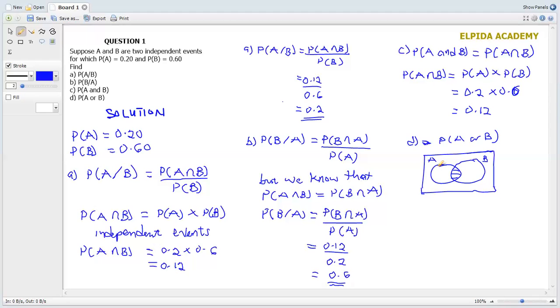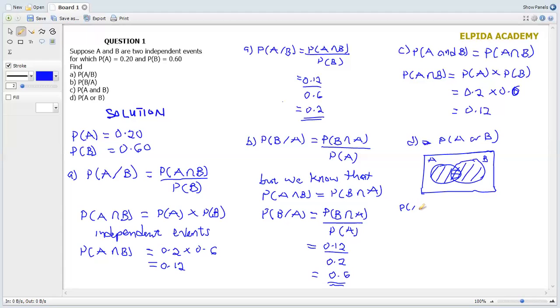But if I shade this part too, that is, I've shaded A only, B only, and that intersection. This is A or B. Probability of A or B occurring. So A only is this portion, B only is this portion, and this portion is the intersection. That is A or B. So probability of A or B, that's a union.